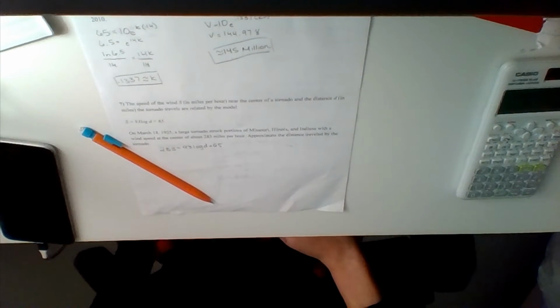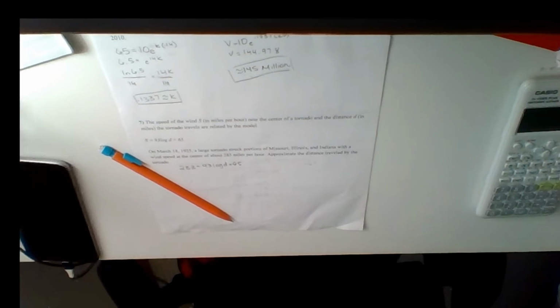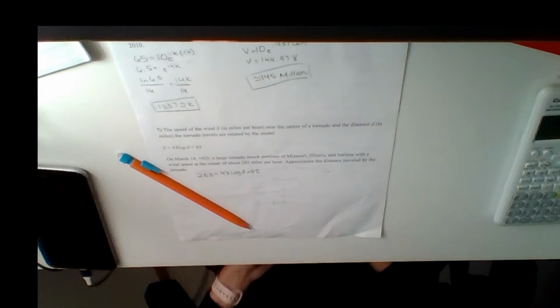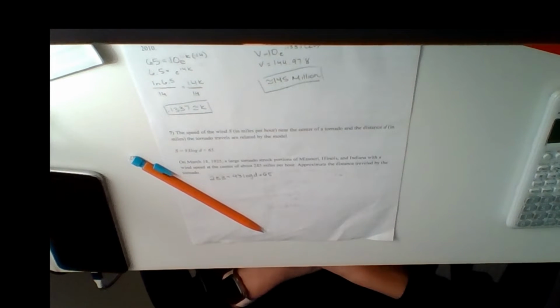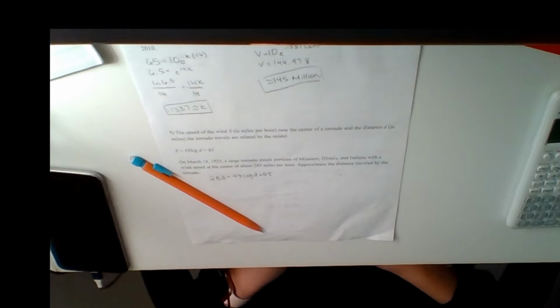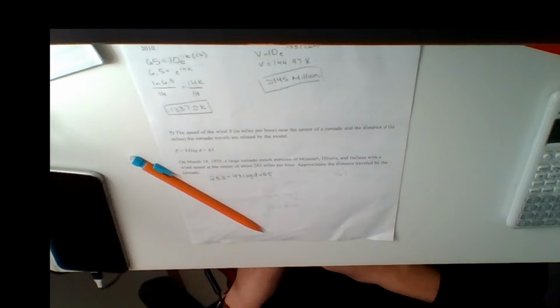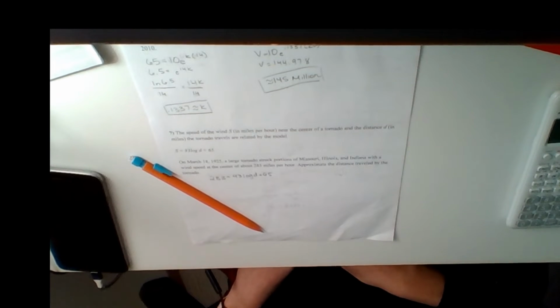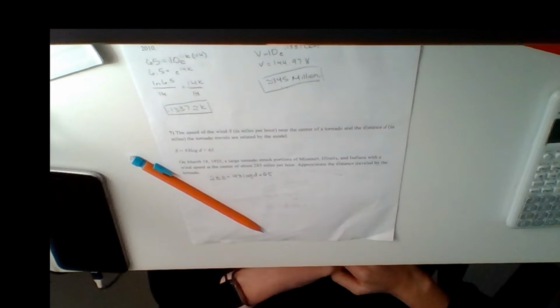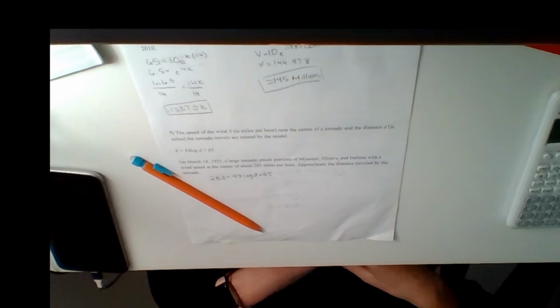All right, we've made it to the last problem. Woohoo! So this problem states, the speed of the wind s in miles per hour near the center of a tornado and the distance d in miles the tornado travels are related by the model s equals 93 log d plus 65. On March 18, 1925, a large tornado struck portions of Missouri, Illinois, and Indiana with a wind speed at the center of about 283 miles per hour. Approximate the distance traveled by the tornado.